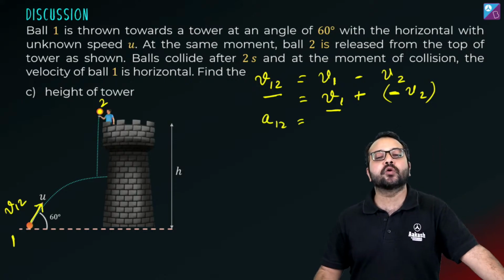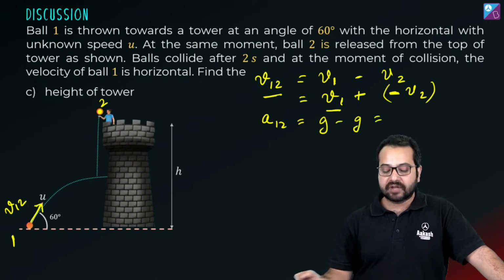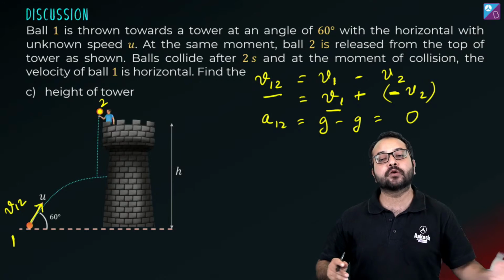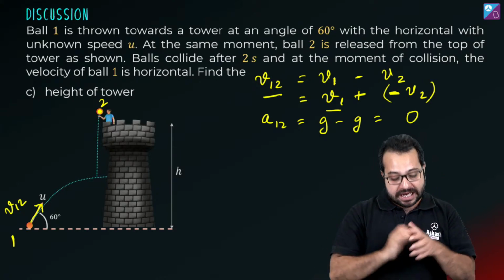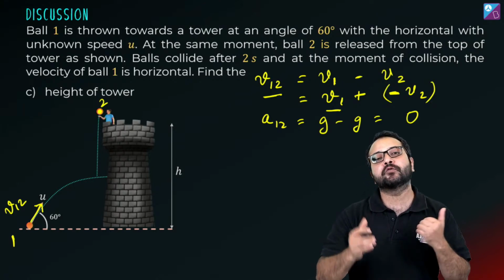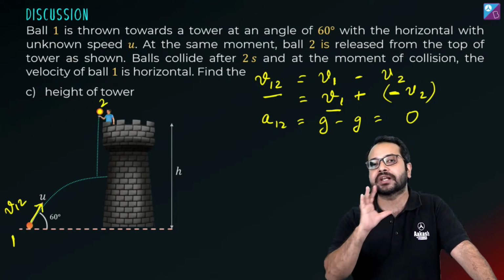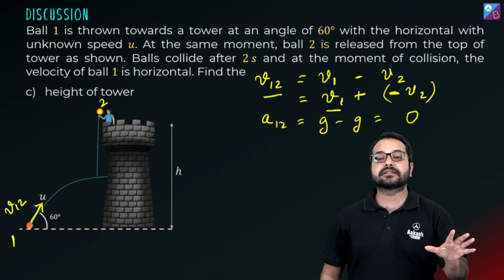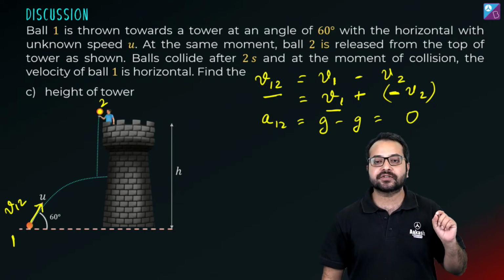So if I ask you what is their relative acceleration, you are going to tell me g minus g, and that is going to be equal to what? That is going to be equal to 0, which means there is no relative acceleration. Even though the individual particles have acceleration, the relative acceleration is 0, which means our conditions for collision are met. What is the first condition?